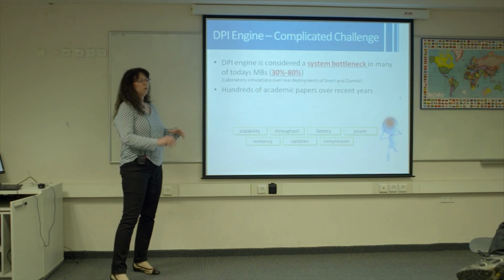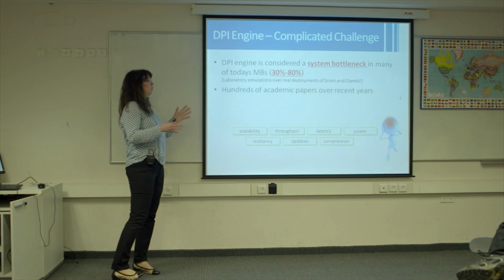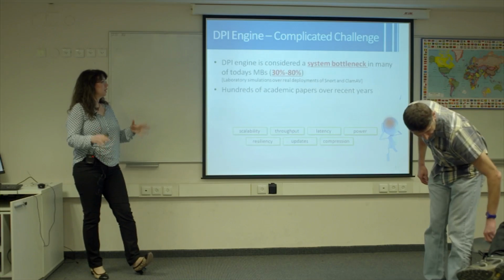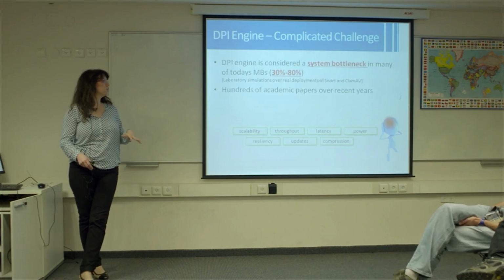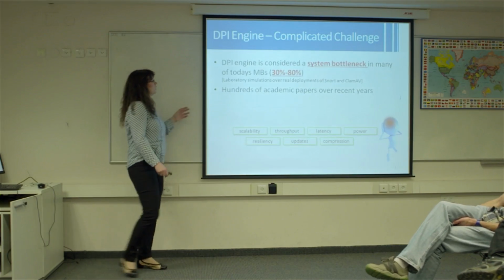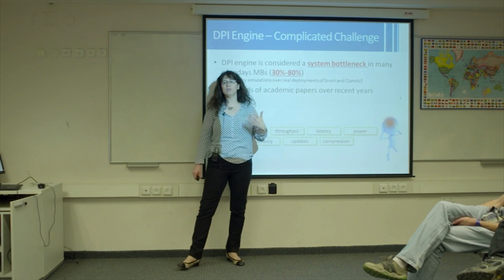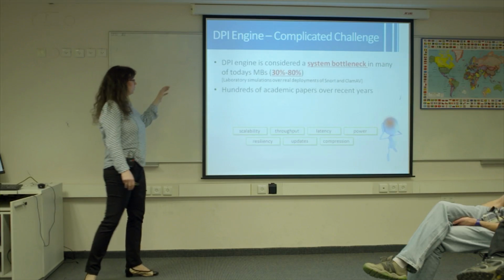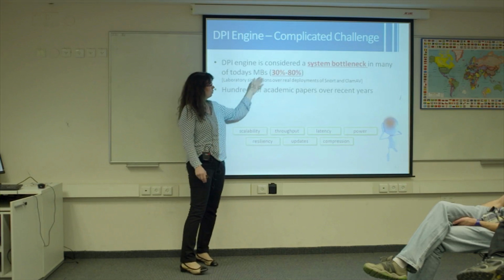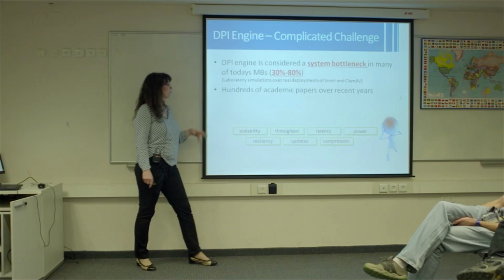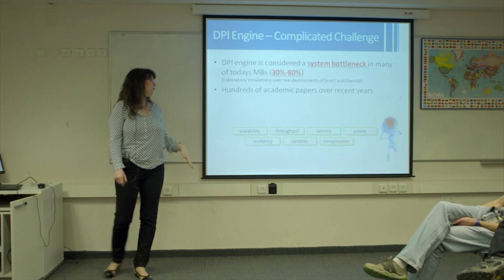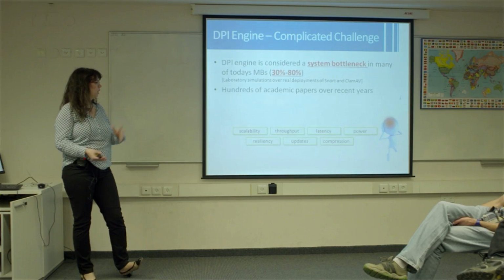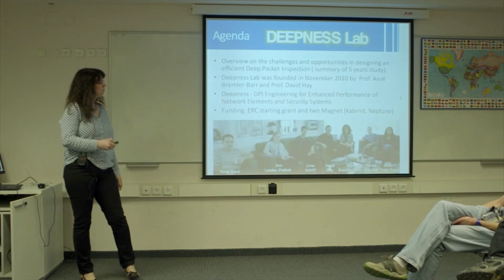Okay, so why am I talking about deep packet inspection? Because it's a complicated challenge. The DPI engine is considered to be a system bottleneck in many of today's middleboxes. 30% up to 80% of the time spent in the middlebox is in the DPI engine. We repeated simulations in our lab with middleboxes like Snort and ClamAV. There are hundreds of papers over recent years dealing with scalability, throughput, latency, power, resilience, update, compression.